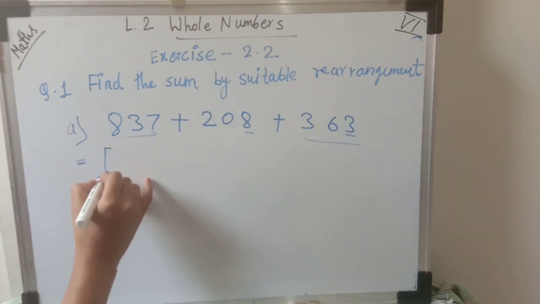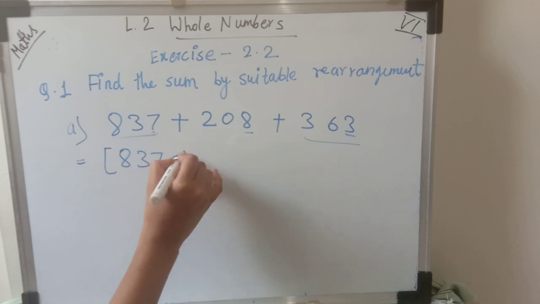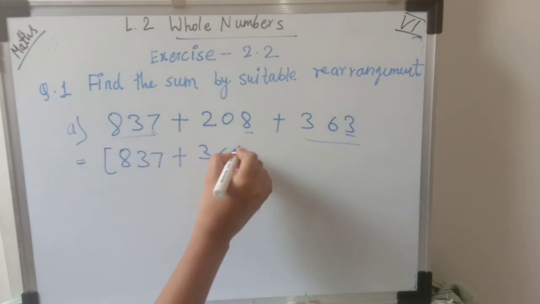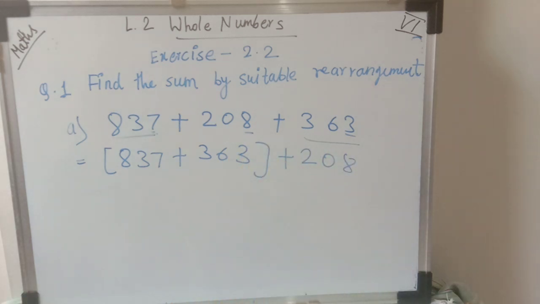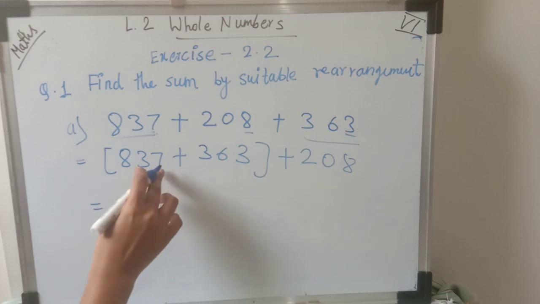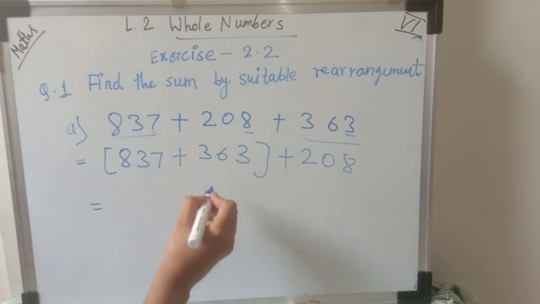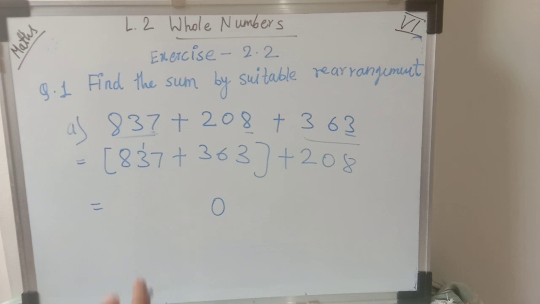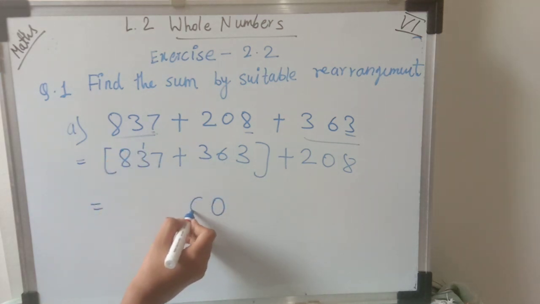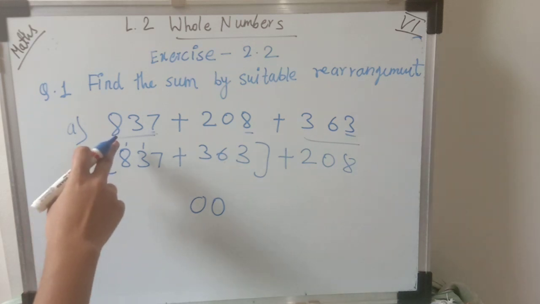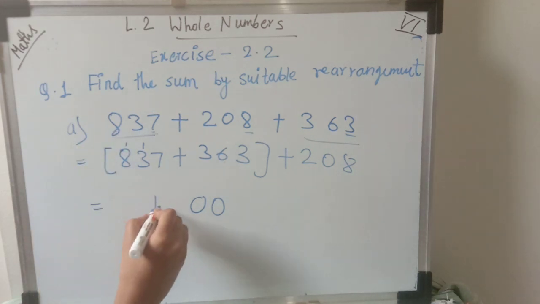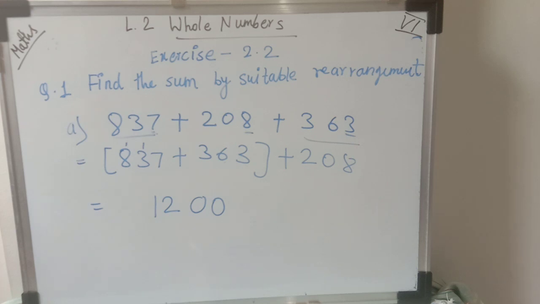So in bracket, 837 plus 363, bracket complete, and then we have to add the 208. Here 7 plus 3 is equal to 10. Here will come 1. 3 plus 6 is equal to 9, and plus 1 is equal to 10. Again here will come 1. 8 plus 3 is equal to 11, and 11 plus 1 is equal to 12. So we got here 1200.